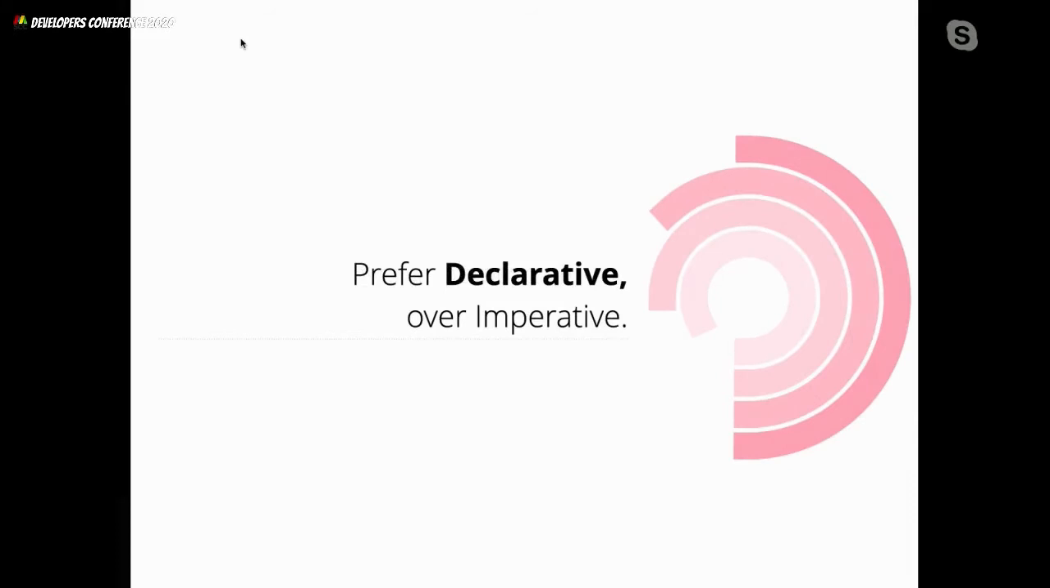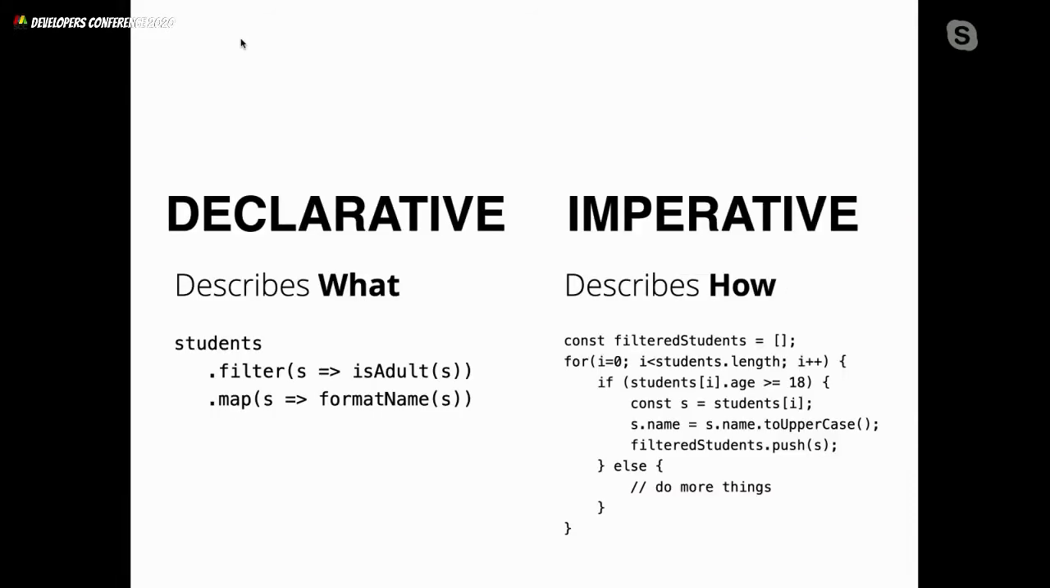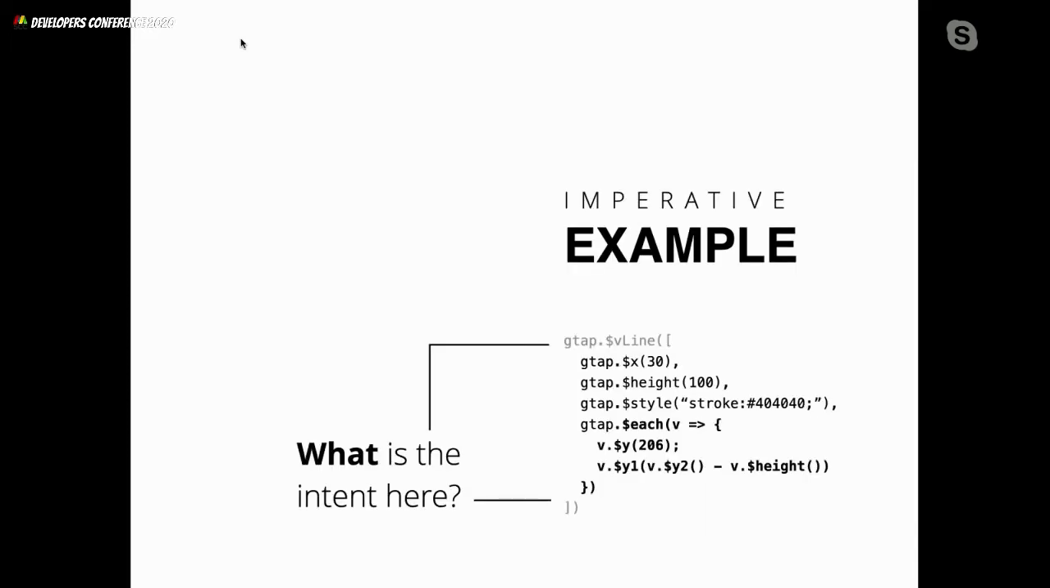When we talk about prefer declarative over imperative, if you look on the right-hand side, imperative describes the how. So if you were to read this code at 2 a.m. in the night, it's kind of hard to figure out. By the way, I don't advocate programming at 2 a.m. in the night. But this code is kind of hard to figure out what you're doing. On the declarative side, which describes the what, it's much clearer that we're trying to get just the adults from the students. And then once we found the adult students, we want to format their names.